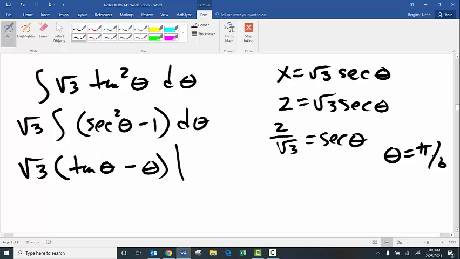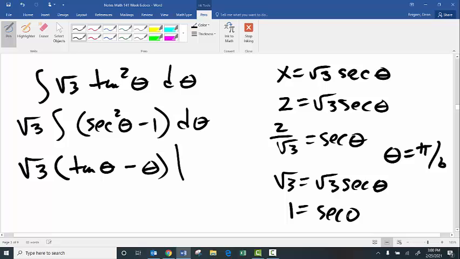Right? So the next one we had a root 3 at the bottom of the integral. So we have root 3 equals root 3 secant of theta. So the next one we just filled in root 3 for x. So you divide by root 3 and you can see you get 1. So 1 equals secant of theta. So where secant is 1 is at 0. So our other bound is 0.